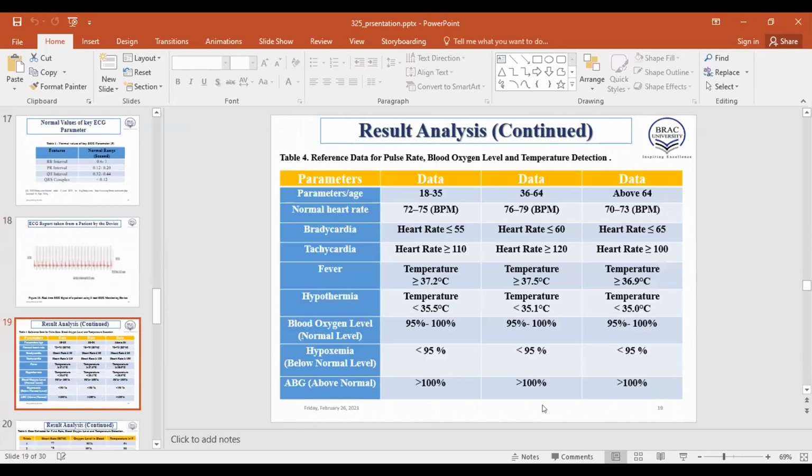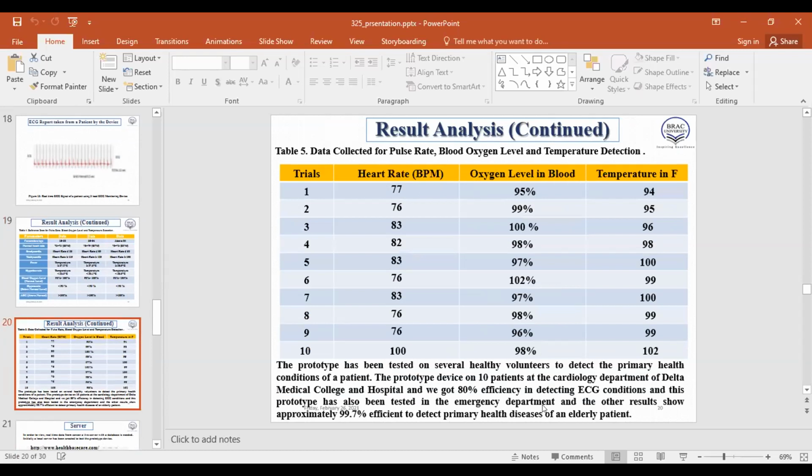Then for further result analysis, here is the reference data for pulse rate, blood oxygen level, and temperature detection. We can detect several diseases from the other three sensors, like bradycardia and tachycardia for abnormal heart rate, then fever and hypothermia for abnormal temperature, and from blood oxygen level we can get hypoxemia and so on from all the collected data. Here is just a reference table. And the result analysis continues for further discussion.